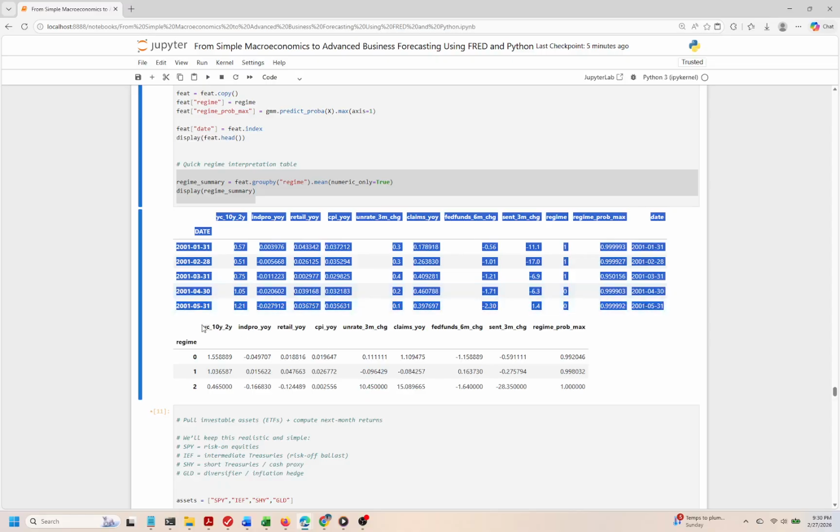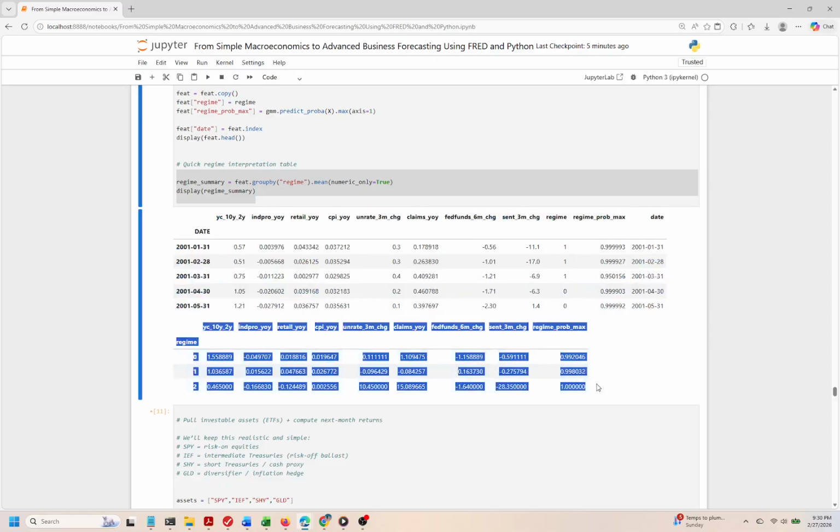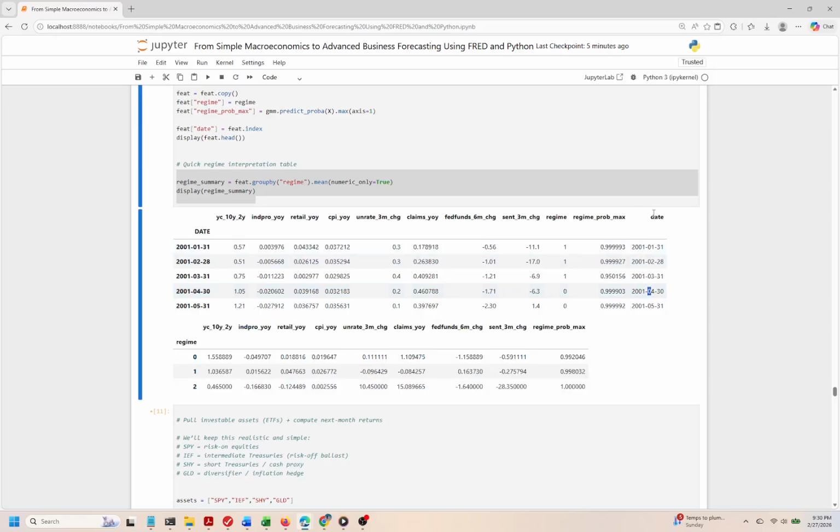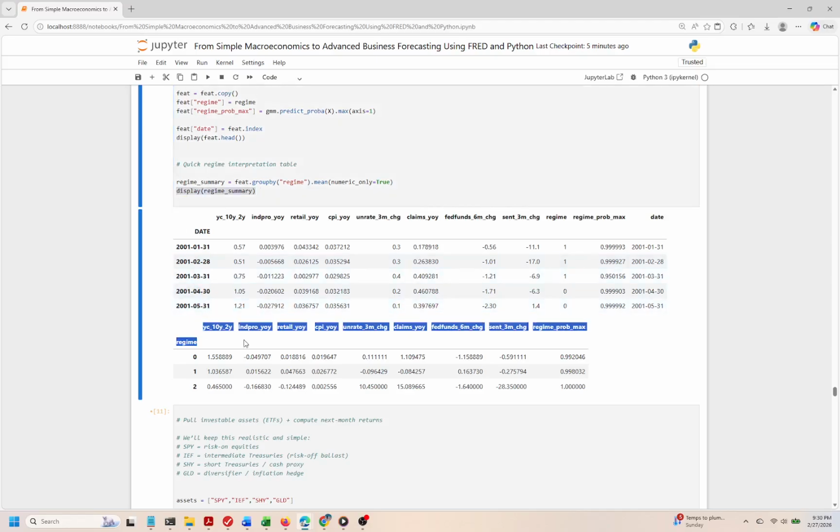By adding a date column derived from the index, we enhance the readability of our results. The output shows not only the regime assignments, but also provides a glimpse into the structure of our dataset. Furthermore, we summarize the characteristics of each regime by calculating the mean values of the relevant features for each cluster. This summary table allows us to interpret the clusters easily and identify the distinct economic conditions associated with each regime. It serves as a valuable guide for future analysis and hypothesis generation.